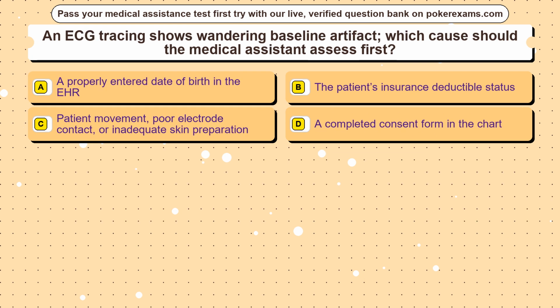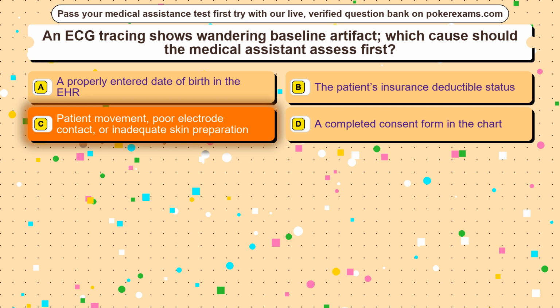Question 19. An ECG tracing shows wandering baseline artifact. Which cause should the medical assistant assess first? Option A, a properly entered date of birth in the chart. Option B, the patient's insurance deductible status. Option C, patient movement, poor electrode contact, or inadequate skin preparation. Option D, a completed consent form in the chart.